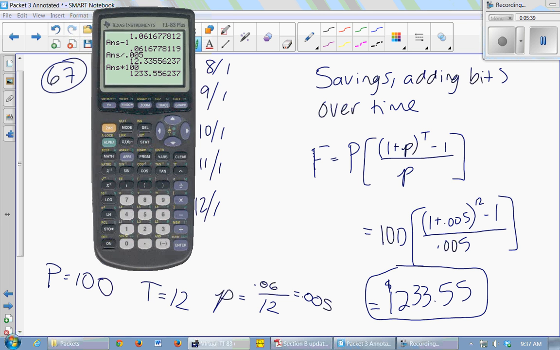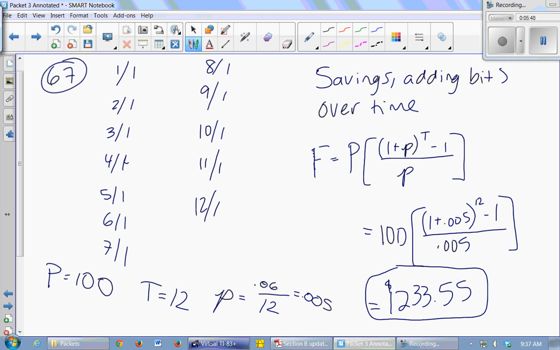Yes. It's the total number of payments. Yeah. Oh, yeah. So that's a really good question. This formula applies to the situation that we just talked about.